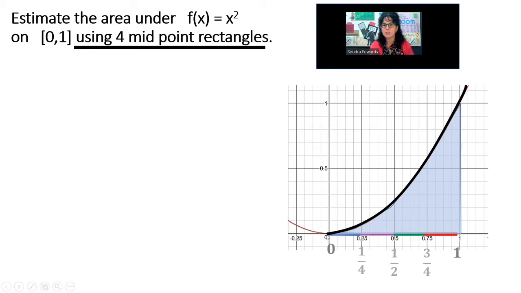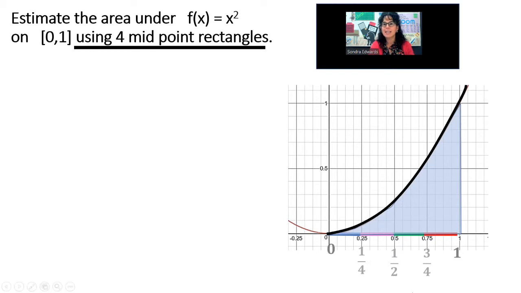And so this first distance is 1/4. Then add a fourth and we get a half. Add a fourth and we get 3/4, and add a fourth and we make it back to 1. All right, we've broken it into 4 equal pieces here, but then it's the midpoint that's going to generate the height of the rectangle. In a previous lesson, we used left-handed rectangles and right-handed rectangles.